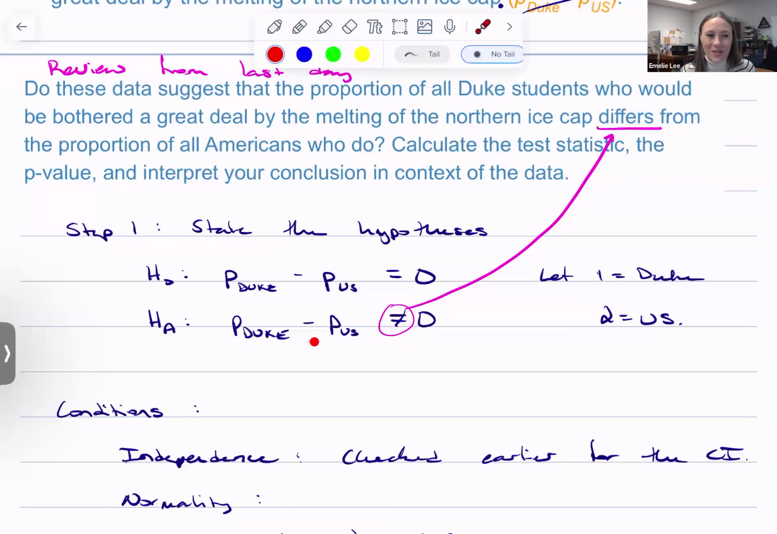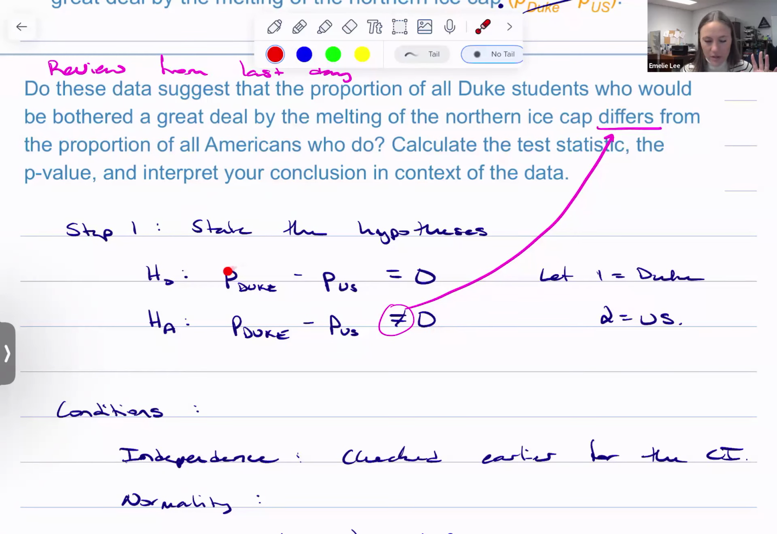The proportion of Duke students minus the proportion of US is not equal to 0, right? And that's because we want to know if it differs from the proportion of Americans who do, right? And so if you added P US to both sides here, then you would get P Duke is not equal to P US, which is kind of easier to wrap your head around.